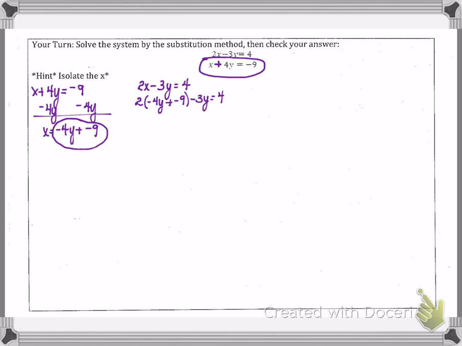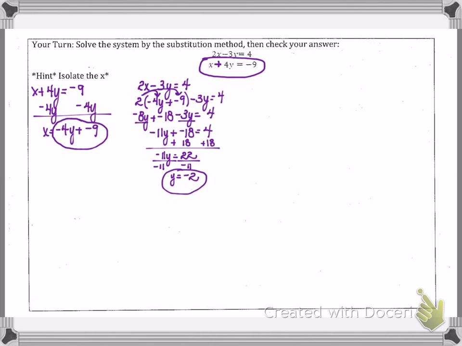It's really important to put it in parentheses because both of those need to have the 2 distributed to them. That gives me a negative 8y plus a negative 18 minus 3y equals 4. I can combine my negative 8y and negative 3y to be negative 11y plus negative 18 equals 4, and solve for y. So I'm finding y to be negative 2 through that algebraic work, and now I've got half of my solution. All I need to do is find the second half.